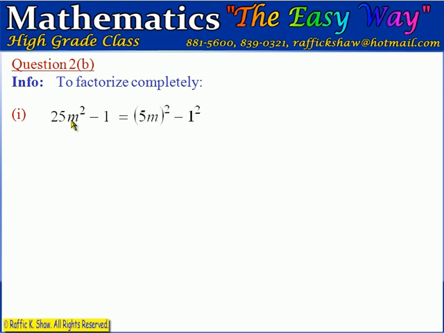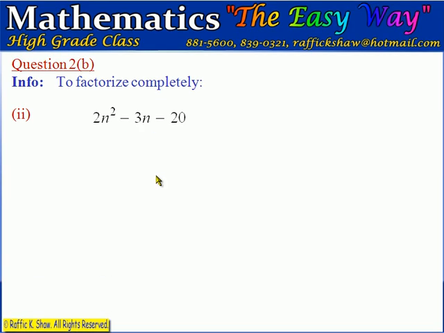And this is it. The 25m squared here can be written as 5m all squared. And as I said, 1 is the same as 1 squared. And now, when we apply the rule for the difference of two squares, we end up with 5m minus 1 multiplied by 5m plus 1. And that's it. We have factorized this expression completely using the difference of two squares.